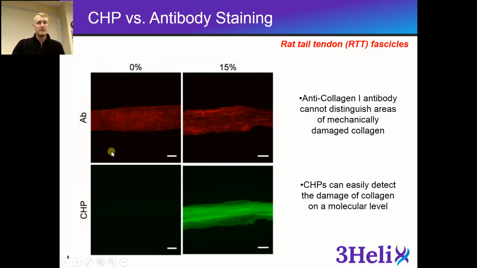You can see with the collagen type 1 antibody, you see a nice red color. And then when we compare that, the healthy tissue, to a 15% strained tissue, you see roughly the same amount of fluorescence in the antibody. However, when you look at the CHP, which only targets damaged collagen, you see in the healthy tissue there's no fluorescence, but in the 15% damaged tissue you see a high level of fluorescence. So this indicates that the collagen 1 antibody cannot distinguish areas of mechanically damaged collagen, while CHPs can really easily make that distinction.